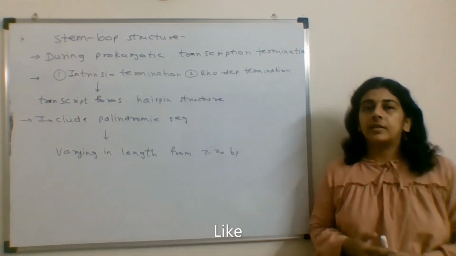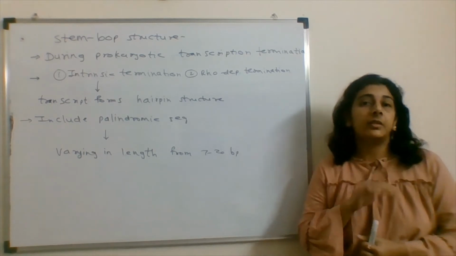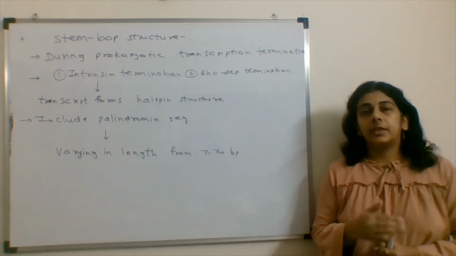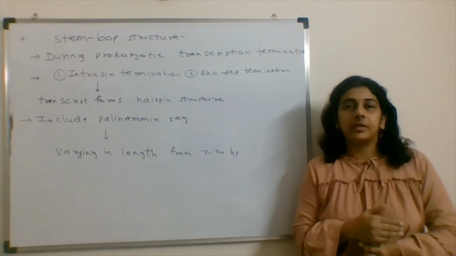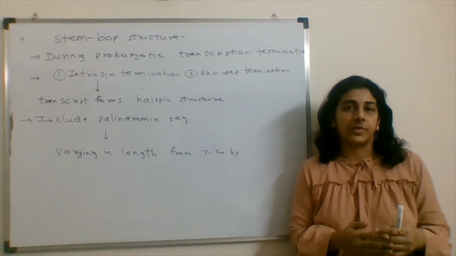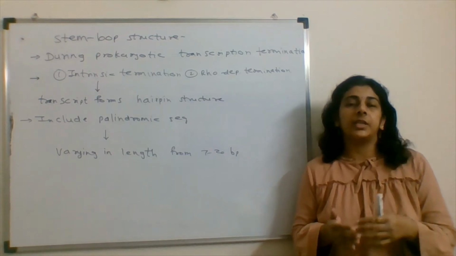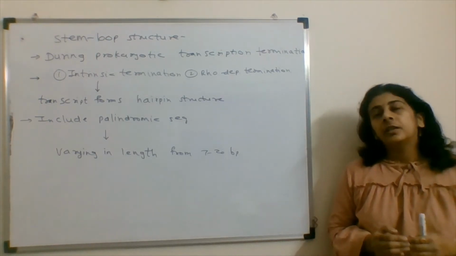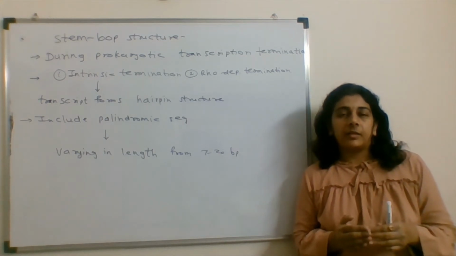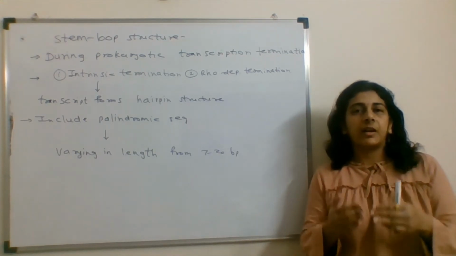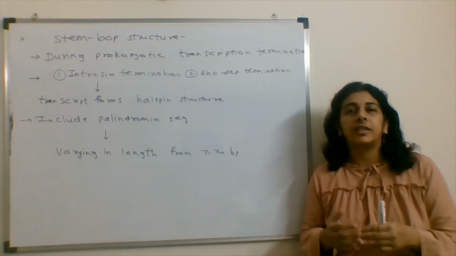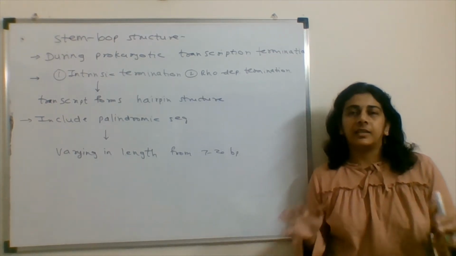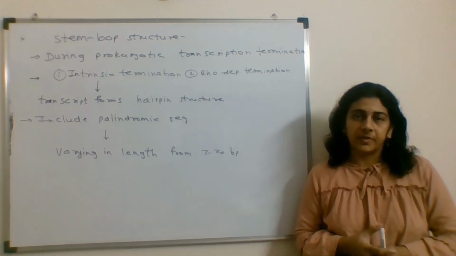The question is related to the transcription termination in prokaryotes. In prokaryotes, the transcription termination can be of two types. It may be an intrinsic termination or it may be a rho dependent termination. When rho dependent termination is there, the rho factor comes, it slides along the DNA RNA hybrid and it dissociates that hybrid and the transcription stops.